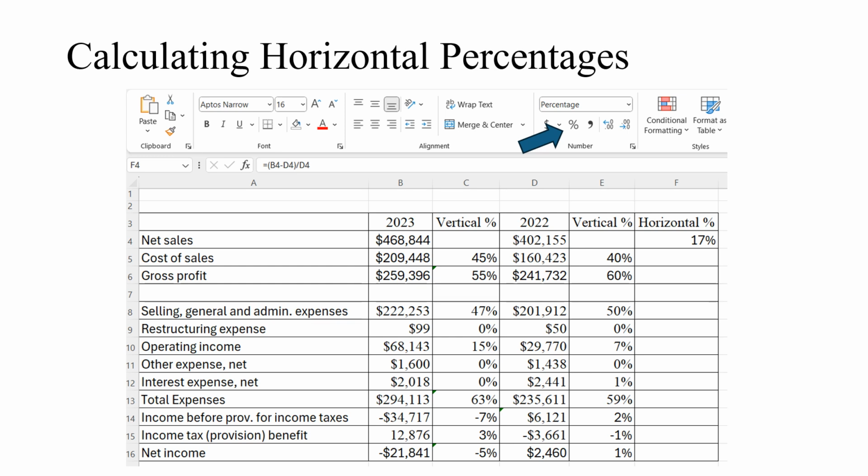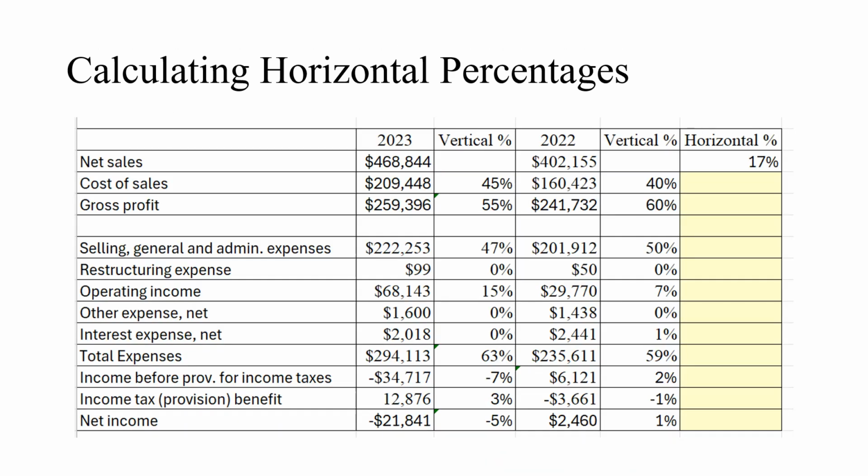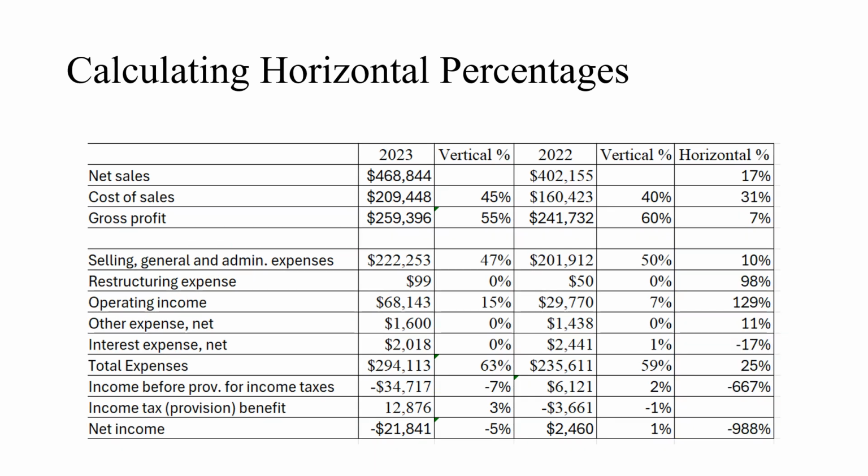Now, I've got the first one done, and the good thing about doing these horizontals is it goes very quickly from here. I simply copy the original box for the horizontal, the one that has the 17% in it, and I simply click on it and copy it, and then I paste it down through the rest of the boxes here that I have highlighted, and of course that drops those numbers in. So now I have the horizontal numbers comparing 2023 to 2022, and it is that simple.